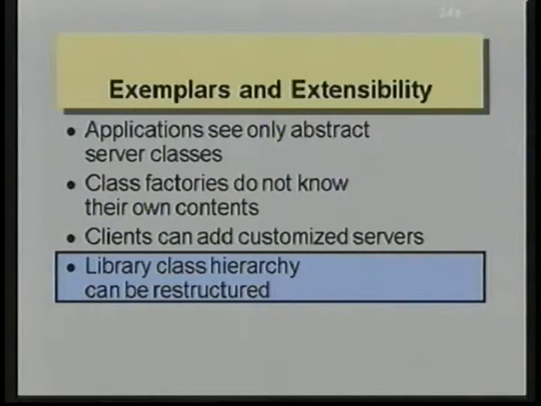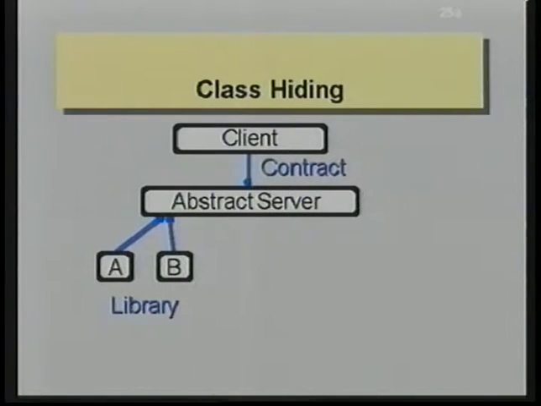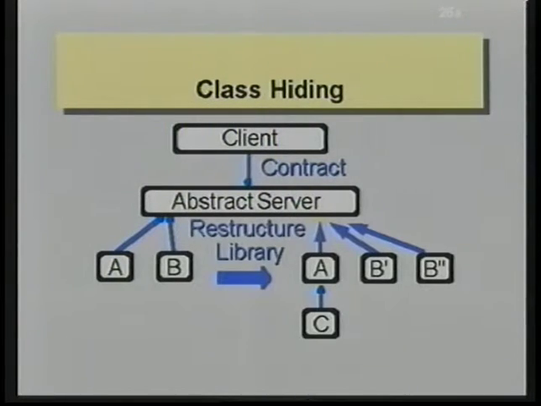For an illustration of this, you can see an example where this client is using an abstract server class. It passes the contract to it, and the original implementation of the server has, say, just two classes, A and B, that are the concrete classes in the library. And so the contracts for the different clients will be mapped onto either A or B. And then suppose someone comes along and wants to release a new version of the library and change it so that instead of having class B, we have classes B and B prime and B double prime. So the class B is removed entirely, and then a new class C is added as well.